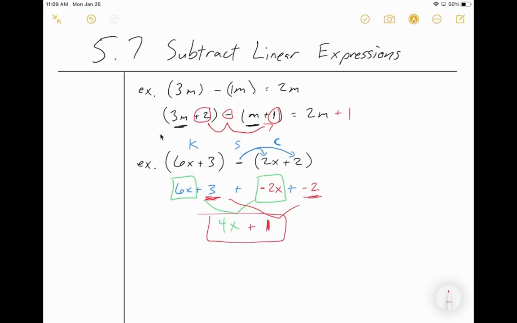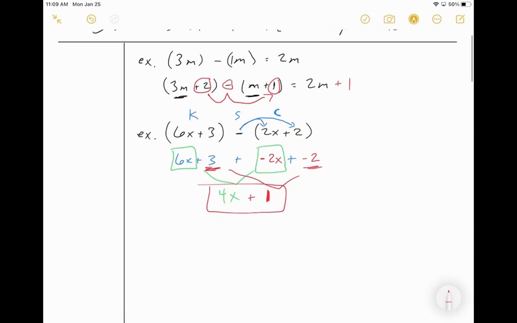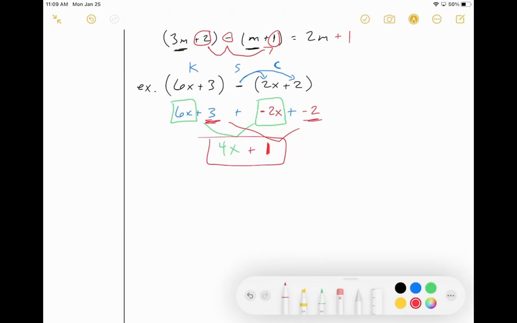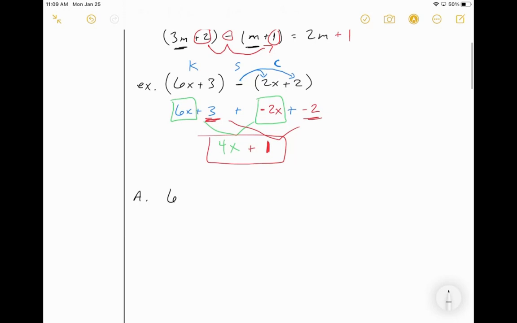Okay? So that's what we're doing today. It's a little bit confusing, especially when we start getting more negatives. But with a little practice, I think we can be okay. All right, so let's try one together. This one I want you to write down. 6y plus 5 minus 3y plus 1. Okay, write this down.